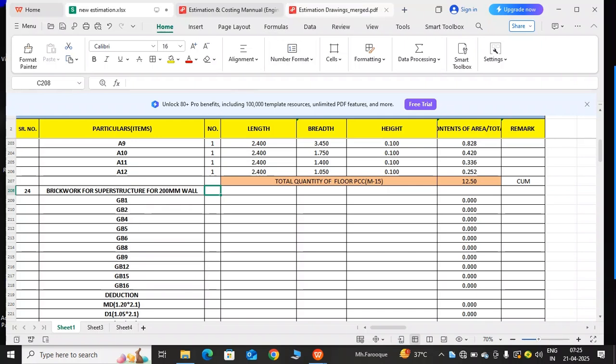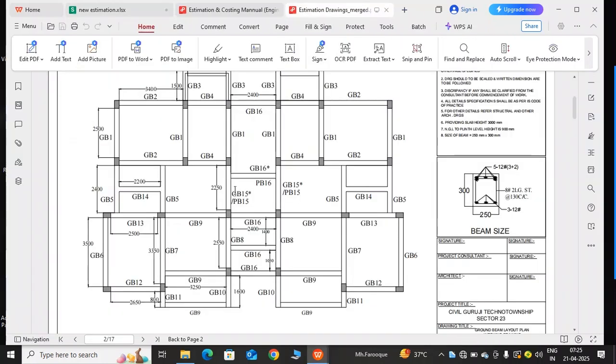For that, we need the AutoCAD drawing, ground beam plan. So from here, you should write how many GB1 do we have, how many GB2 do we have, how many GB3. You should write the number. I have already written the names. Now I am coming to count.